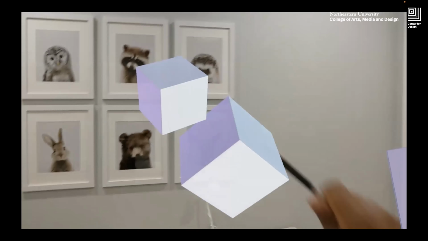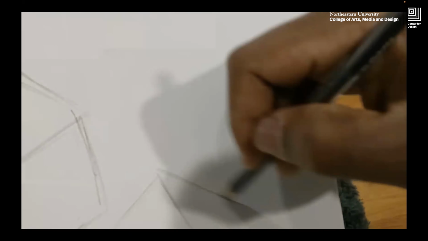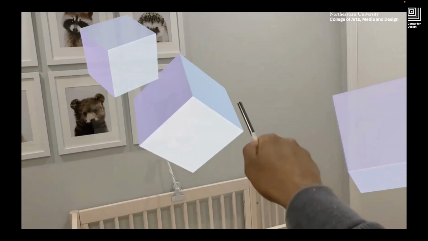starting to envision what a design class might look like, basic design principles, understanding 2D and 3D, and using technology like this to reinforce those lessons that are taught in these classes.